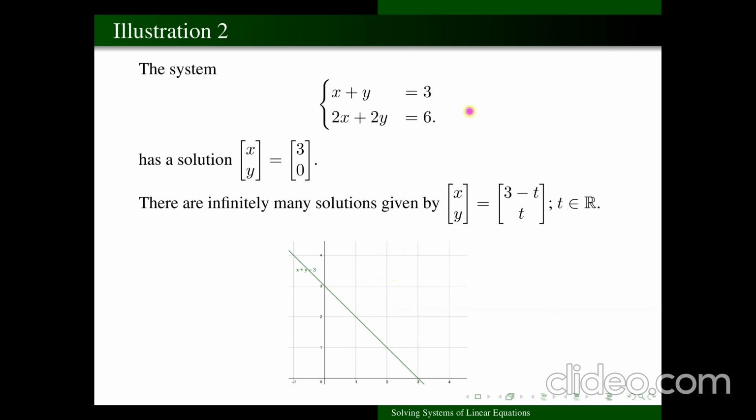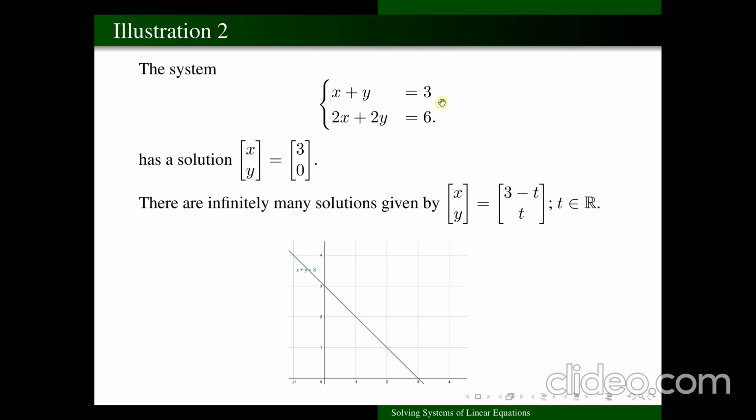Next, consider this system. This has a solution given by x equals 3, y equals 0, as you may check. But in fact, this system has infinitely many solutions. The solution set consists of ordered pairs xy with parametric representation given by x equals 3 minus t and y equals t.